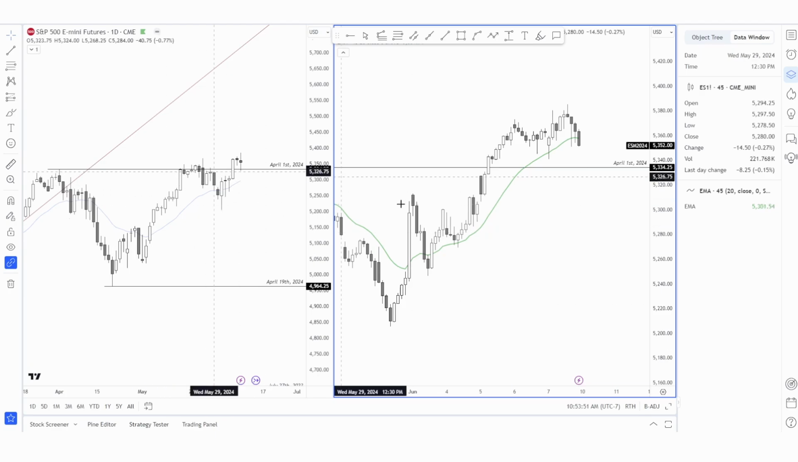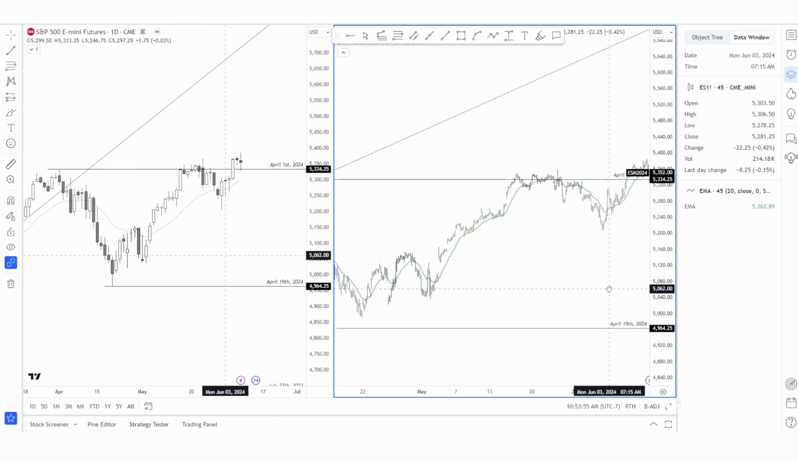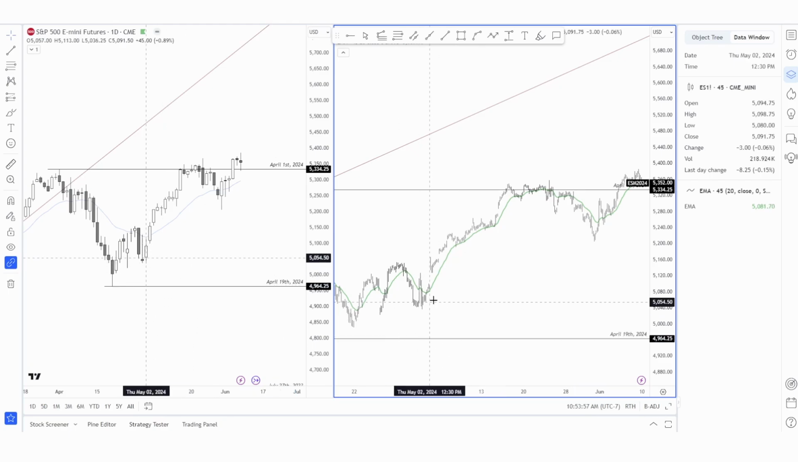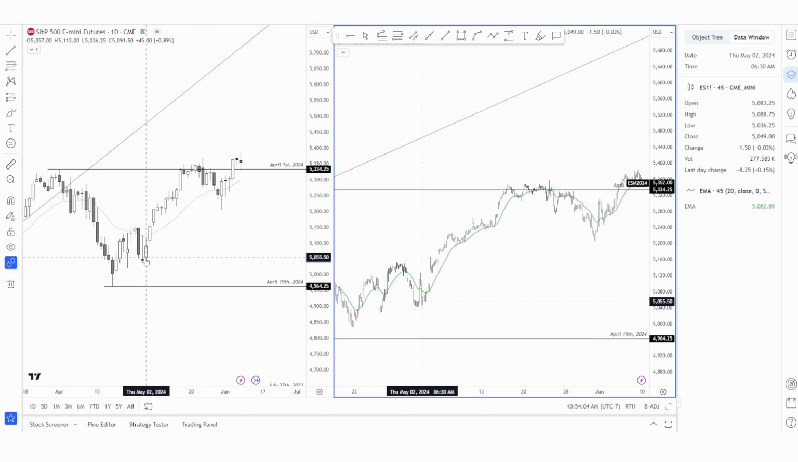Breakout. This is the daily. This is the 45-minute. Hold on. So yeah, now these charts are lining up a little bit better. So this low is this low. When I say breakout, this pole is this pole. The crosshairs line up. Breakout above the EMA. This is a 20 EMA.